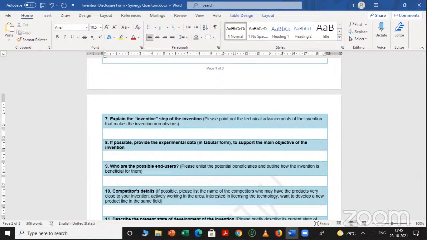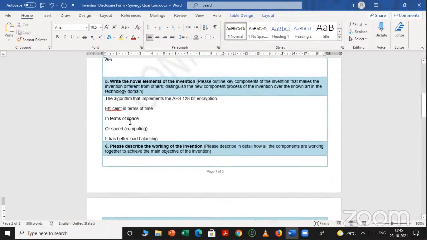What is non-obviousness? Okay, so your invention should include an inventive step. Okay, that is making it different. So for example, if you're describing to an attorney that you have developed an algorithm that implements AES 128-bit encryption, it is not novel. Okay, there are a plethora of encryption algorithms in the market which are implementing AES 128-bit encryption.